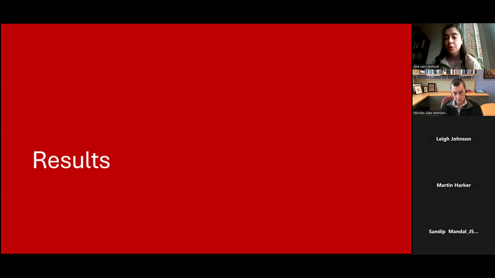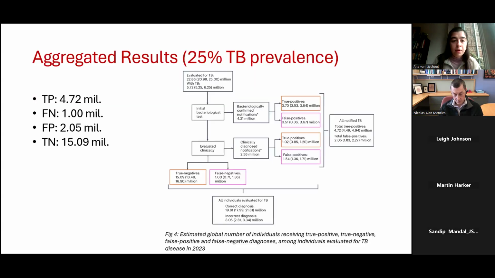So now we can go into the results. These are the main methods that we used, and with that, we could estimate the numbers for each type of diagnosis. I want to show you the aggregated results for the main analysis, again assuming 25% TB prevalence. This is the same figure, the same testing algorithm as I showed before, but now with the actual numbers. So I'm just going to walk you through it.